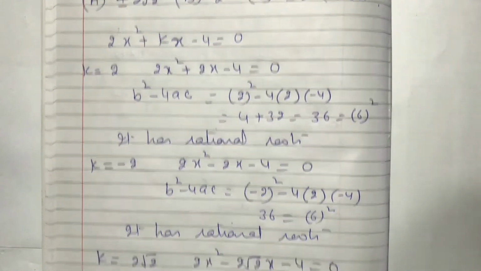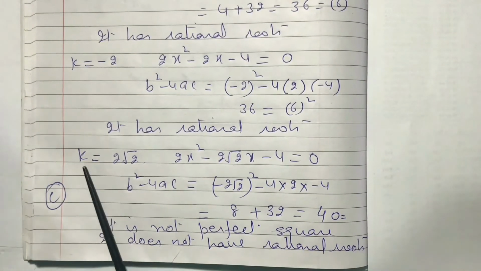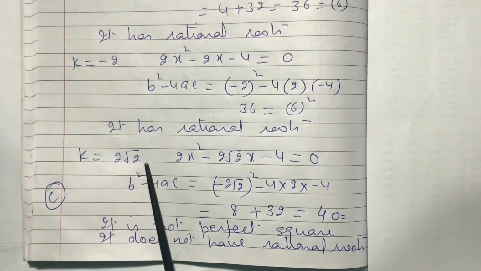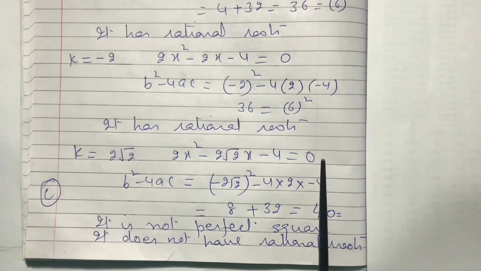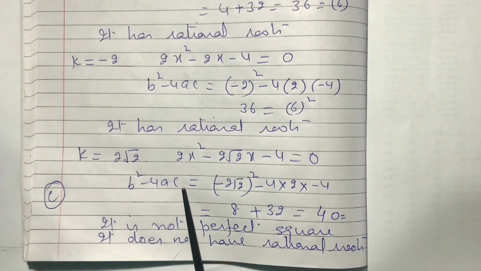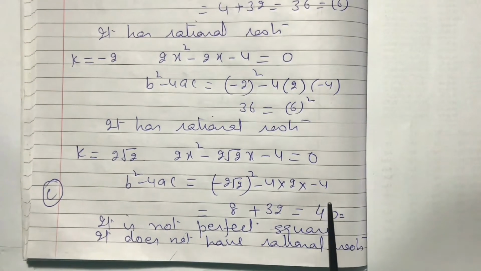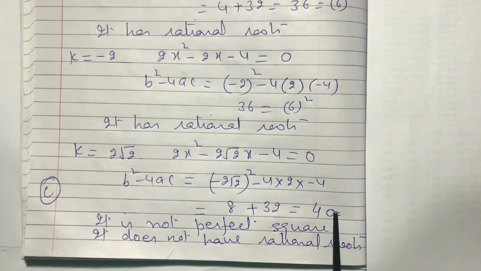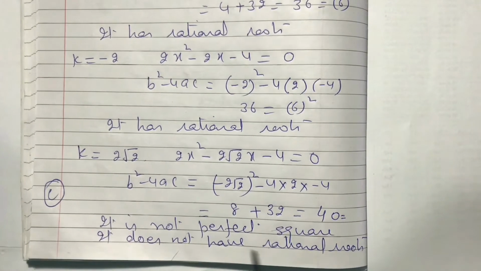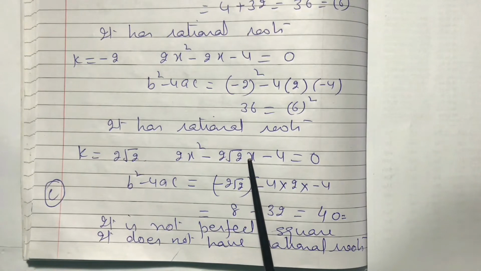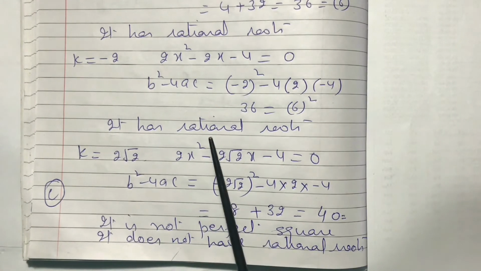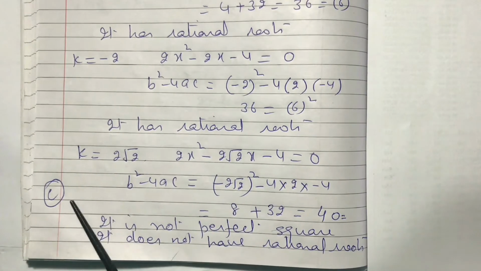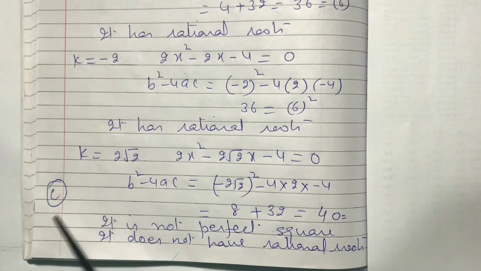Now let me check for k is equal to 2 root 2 and 2x square minus 2 root 2x minus 4 is equal to 0. Find the value of b square minus 4ac. It will come out to be 40. Now this is not a perfect square. So it doesn't have rational roots. Similarly, if I check for minus 2 root 2 and if I check for root 2, it won't come out to be a perfect square. So answer is C, plus minus 2. So C is the option.